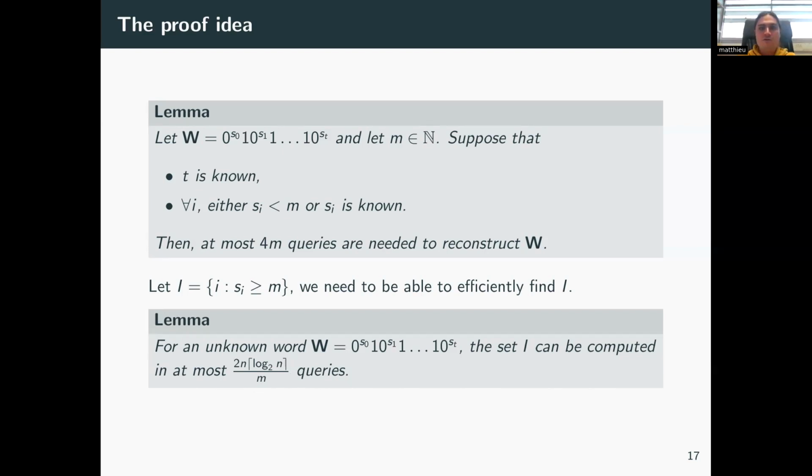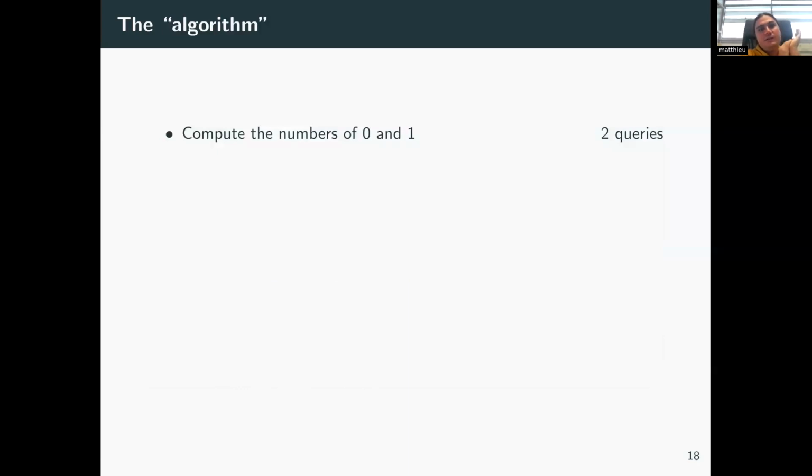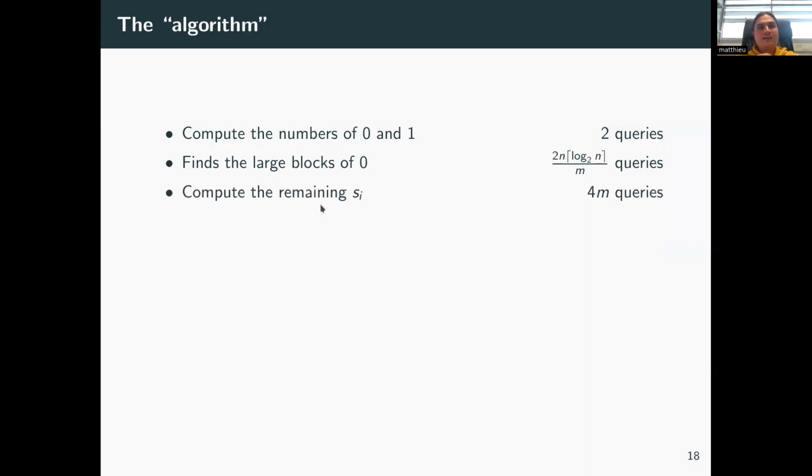So now we have all the tools. How does it work? First, I can compute the number of zeros and ones. I only need 2 queries. Now I can find all the large blocks of 0, and again, large means larger than m. We'll see what it means a bit later. By the second lemma from the previous slide, I need that many queries. Now I can compute the remaining Si, which is going to cost me 4m queries, and then I'm done. I know the word, I know the value.